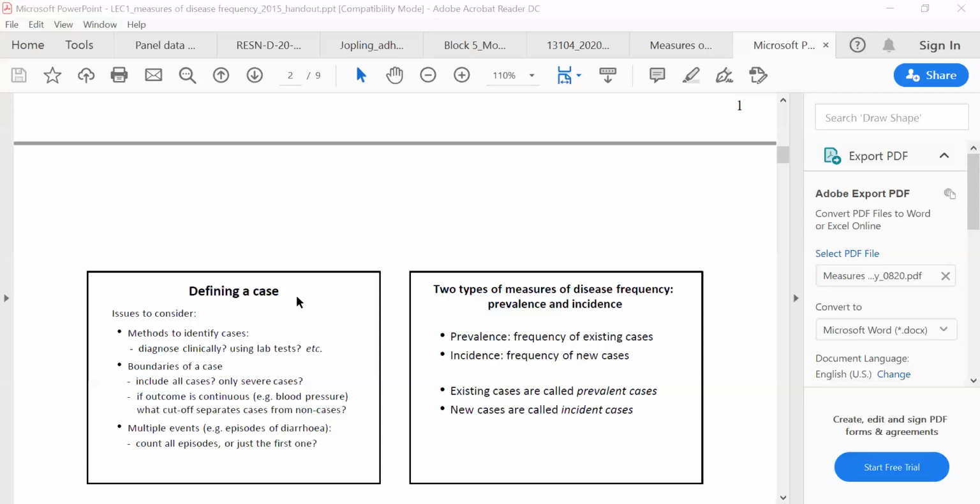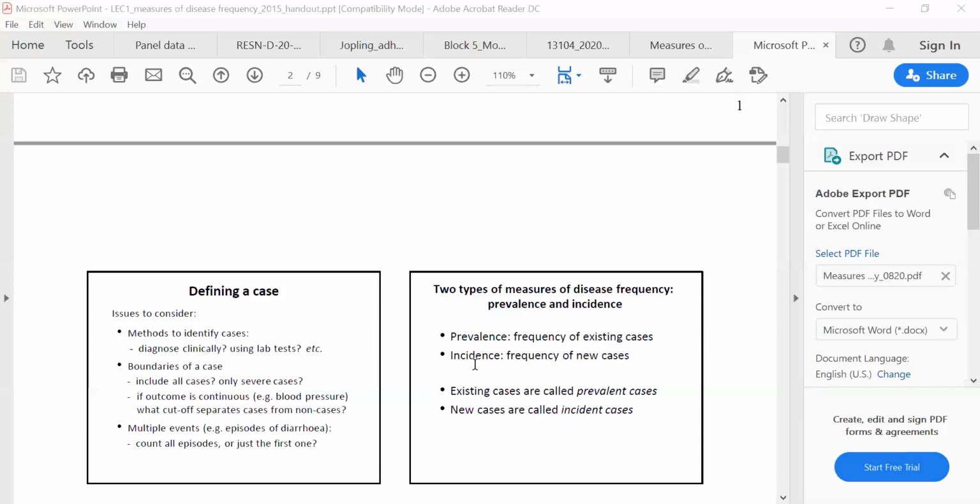Then after defining your case and understanding your cases, we have two main types of measures of disease frequency. We have what we call prevalence, and we have what we call incidence. Prevalence is the frequency of existing cases. Frequency just means the count or the number.